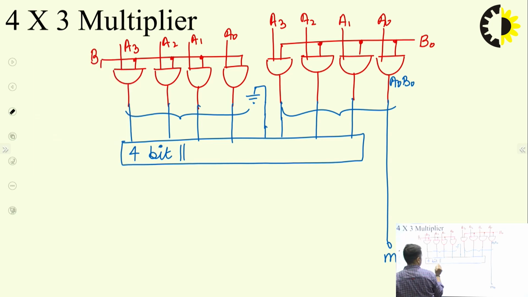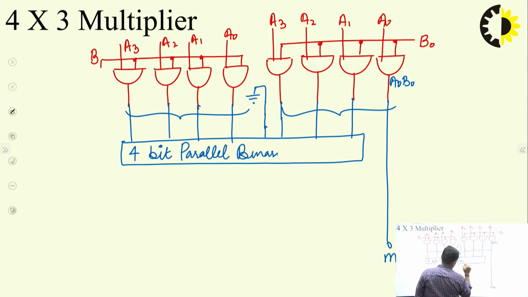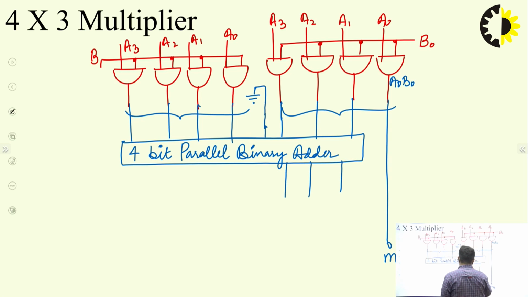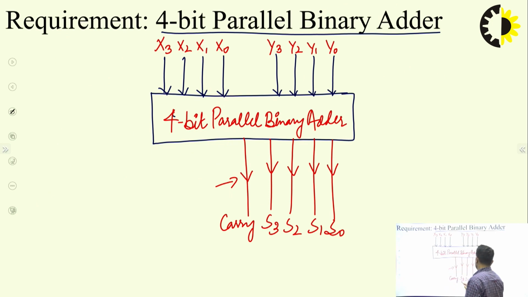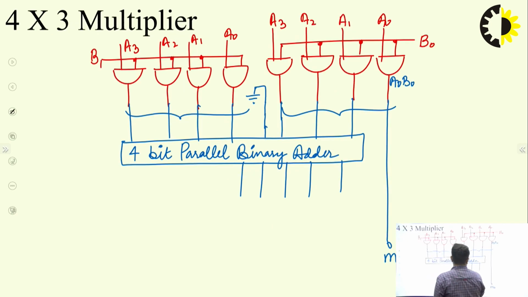For the sake of simplicity, let's write it as a 4-bit parallel binary adder. So these are going to be added to produce a 5-bit result. We have already seen that it produces the answer in 5 bits. 4 bits are S3, S2, S1, S0, and the 5th bit is the carry. So these are my S3, S2, S1, S0, and this is my carry C. This is the output of the first 4-bit parallel binary adder.